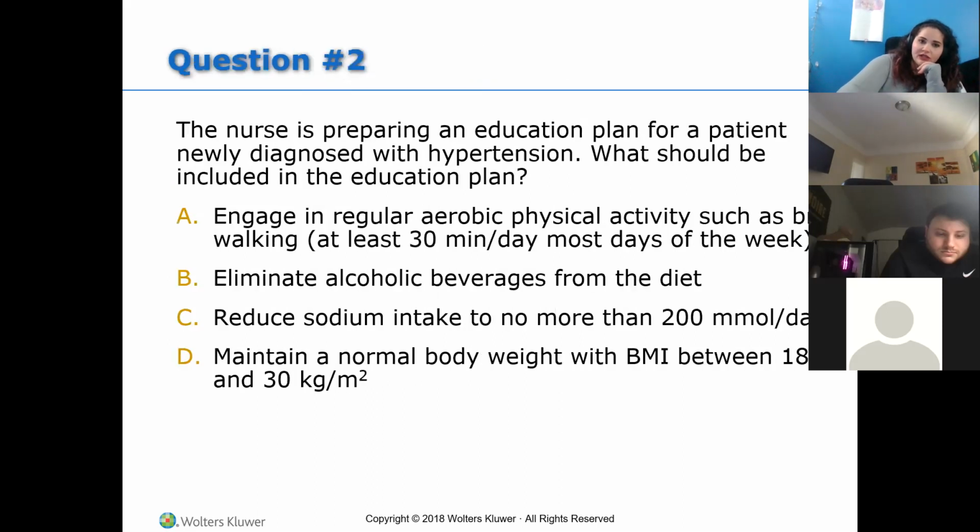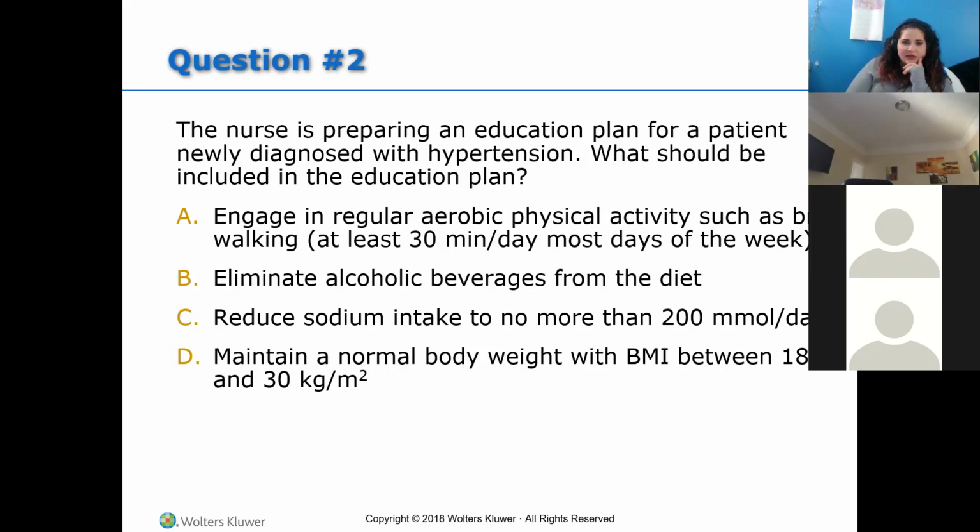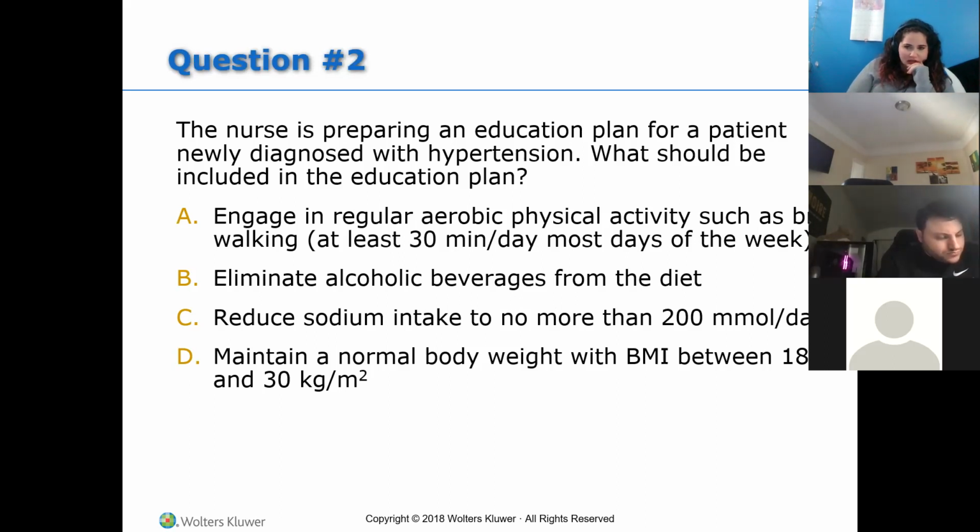Okay, another question. The nurse is preparing an education plan for a patient newly diagnosed with hypertension. What should be included in the education plan? Engage in regular aerobic physical activity, such as brisk walking at least 30 minutes a day, most days of the week. Eliminate alcohol beverages from the diet. Reduce sodium intake to no more than 200 a day. Maintain a normal body weight with a BMI between 18 and 30 kilograms.